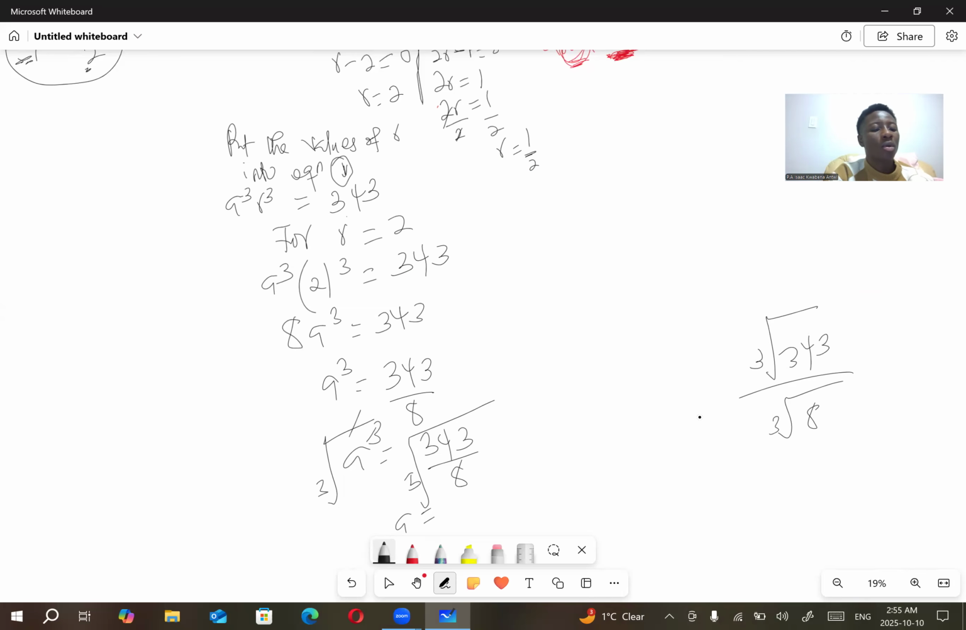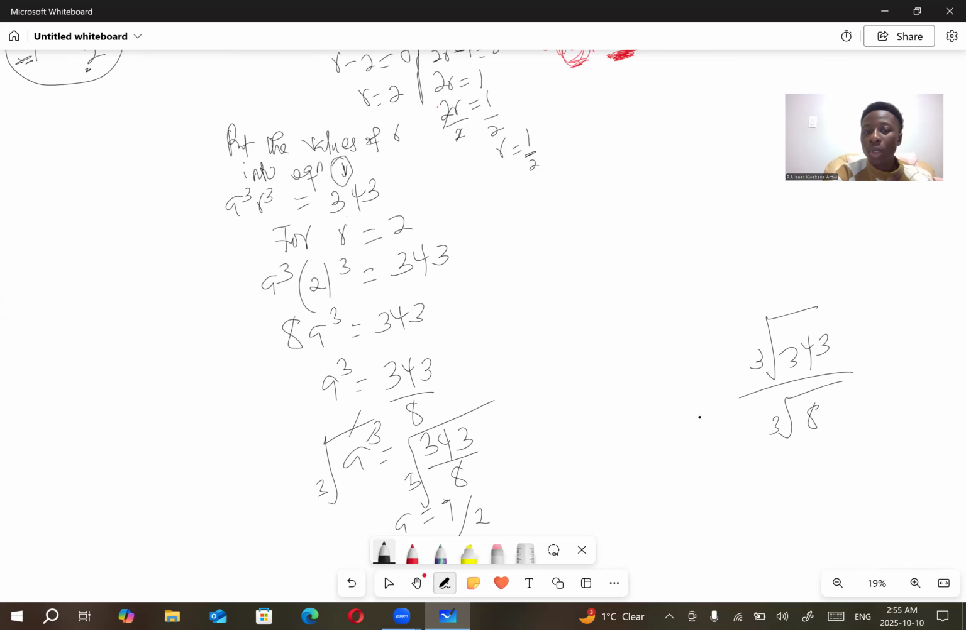Let's do it once more. So cube root, the same feature, shift, then that key. So you have cube root. Then you put 343 over 8, because everything should be under the cube root. Yeah, you get 7 over 2.